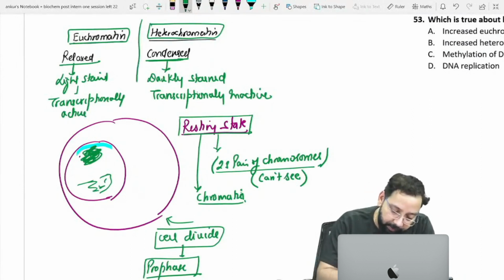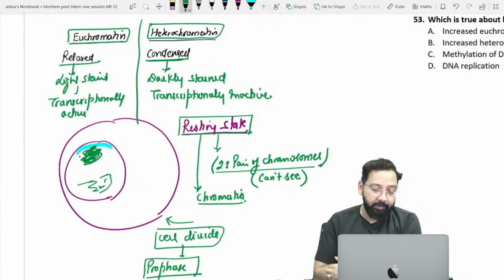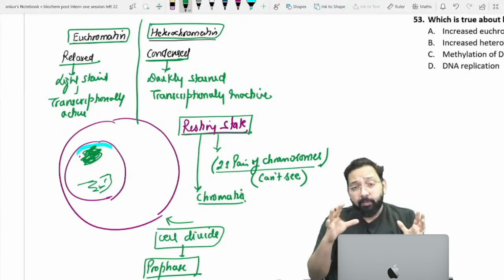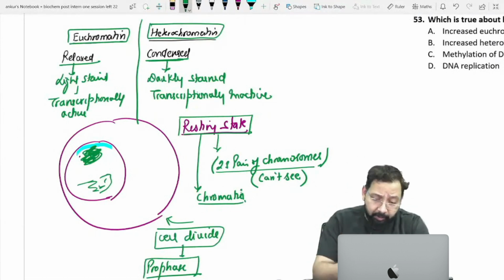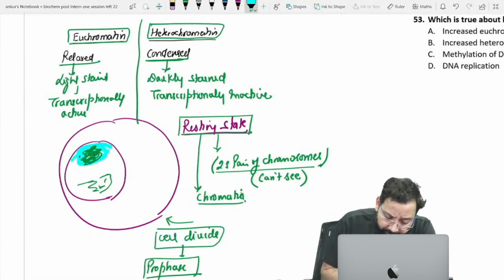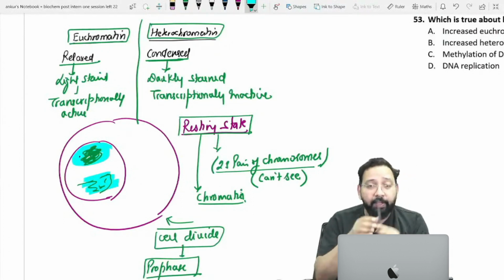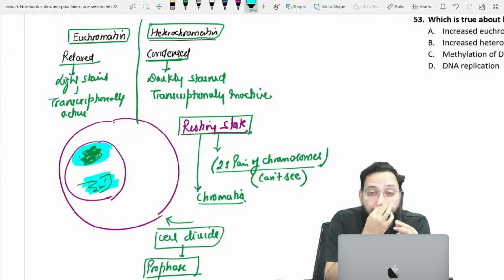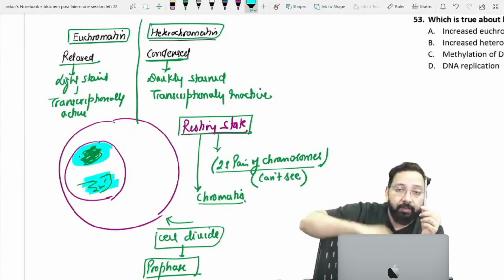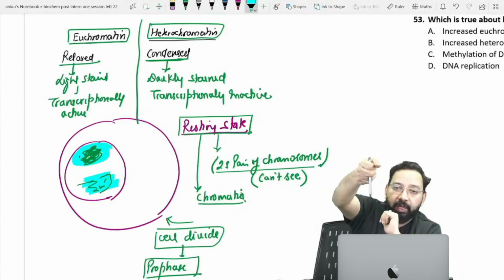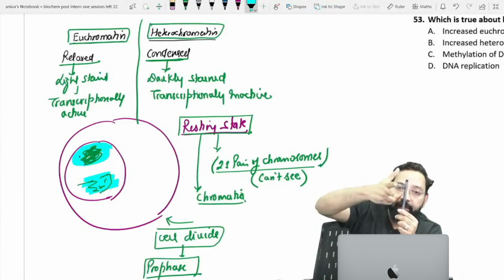So we found that euchromatin and heterochromatin, these are the two types of chromatin present in our nucleus. In our nucleus, this is heterochromatin, darkly stained. This is euchromatin, lightly stained. So you can understand, look at me. This is histone protein, having positive charge. Double stranded DNA has negative charge. Due to these opposite charges, DNA is tightly attached to histone.